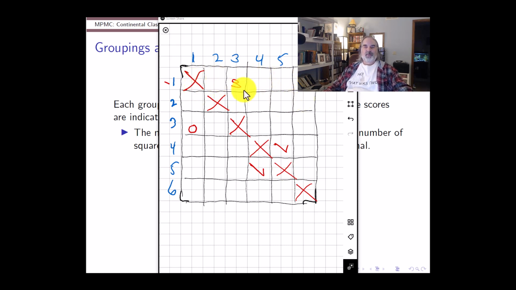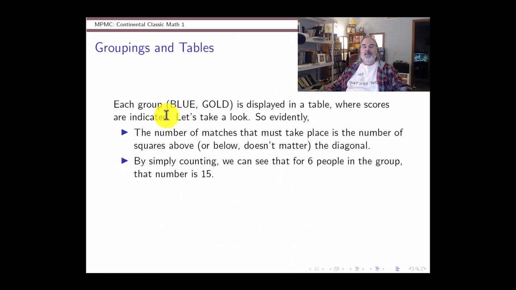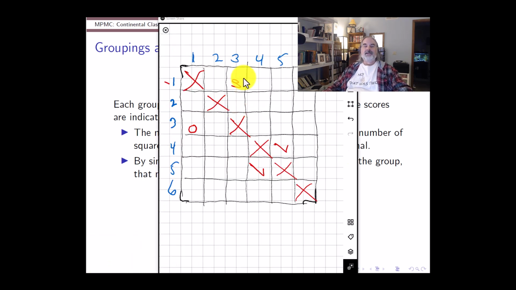Once we've filled up all the empty boxes on the top half, we also have filled all the boxes on the bottom half, or vice versa. So to figure out how many matches you need with 6 people in the group, we're just going to count those boxes. So where's my diagram here? So 1, 2, 3, 4, 5, 6, 7, 8, 9, 10, 11, 12, 13, 14. I already put a check there, and 15.